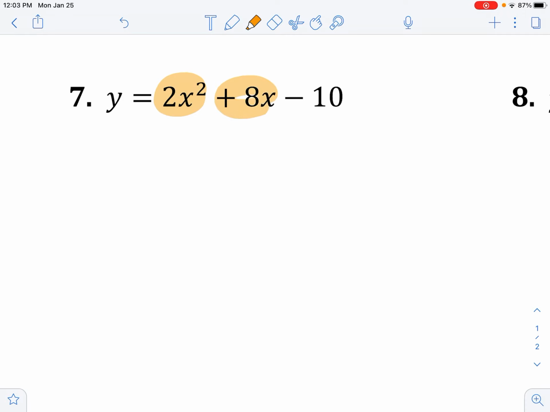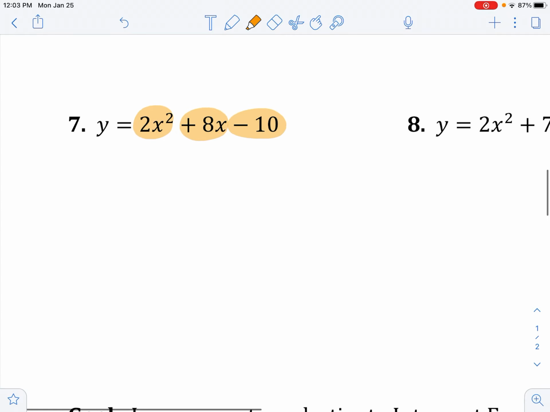All right, next one. First thing I do is I look at all three terms and say, is there a GCF? So do they have anything in common? They have a 2 in common. So I have y equals 2, and now I'm going to factor out the 2. X squared plus 4x minus 5.